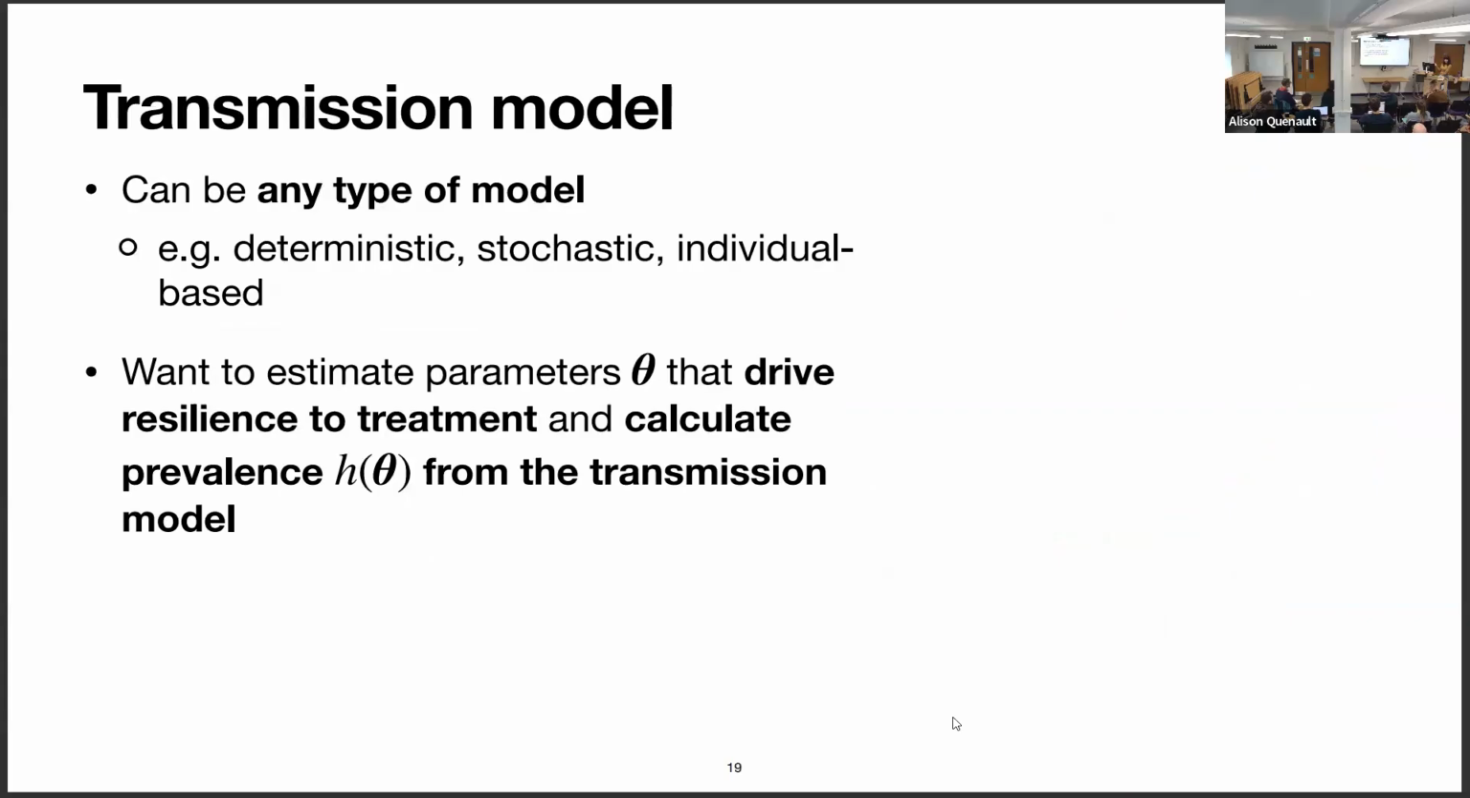So the next part is the transmission model. It can be any type of model you want. It can be an agent-based model or a deterministic function, really anything that tells you, given these parameters theta, what the prevalence is that we would simulate from the model. The thetas that we're interested in are those related to how resilient to treatment the parasite is, or different mechanisms that drive that resilience to treatment. So we want to estimate these parameters and then draw from that some H theta. In this case, this is a prevalence resulting from a transmission model simulation.